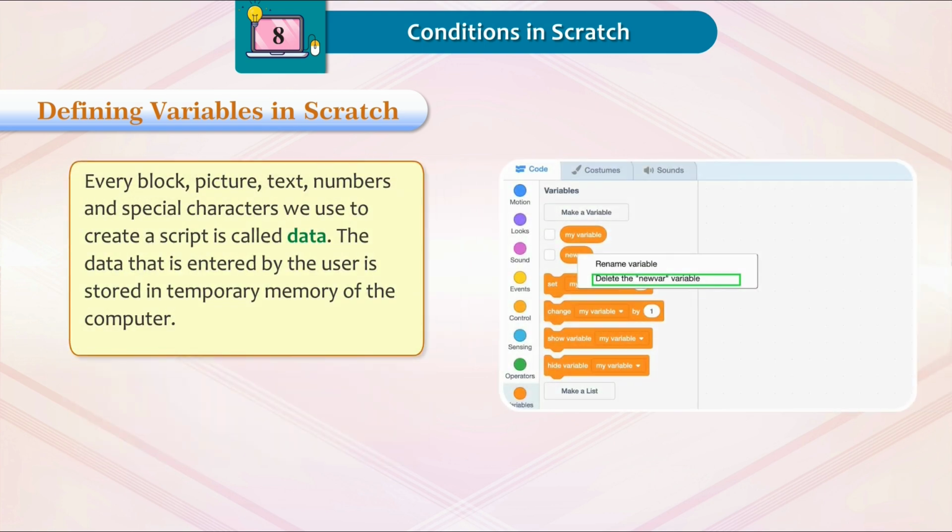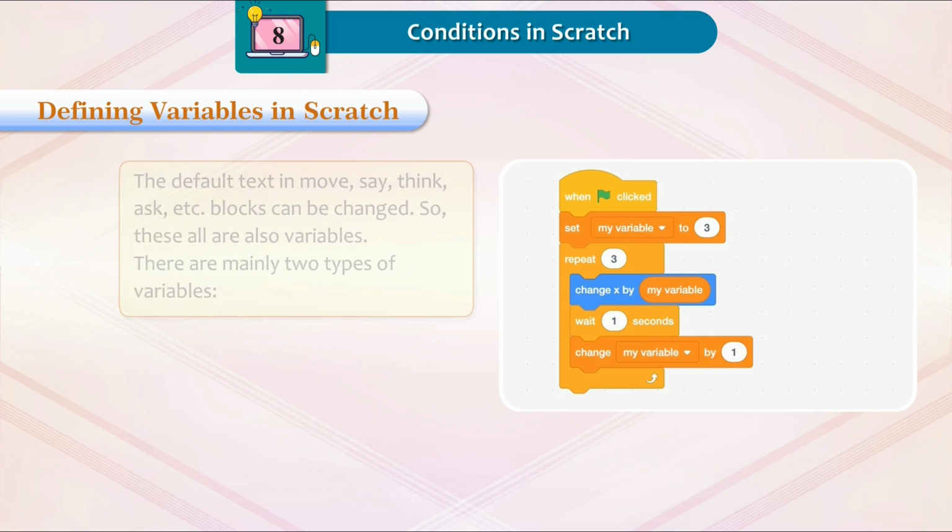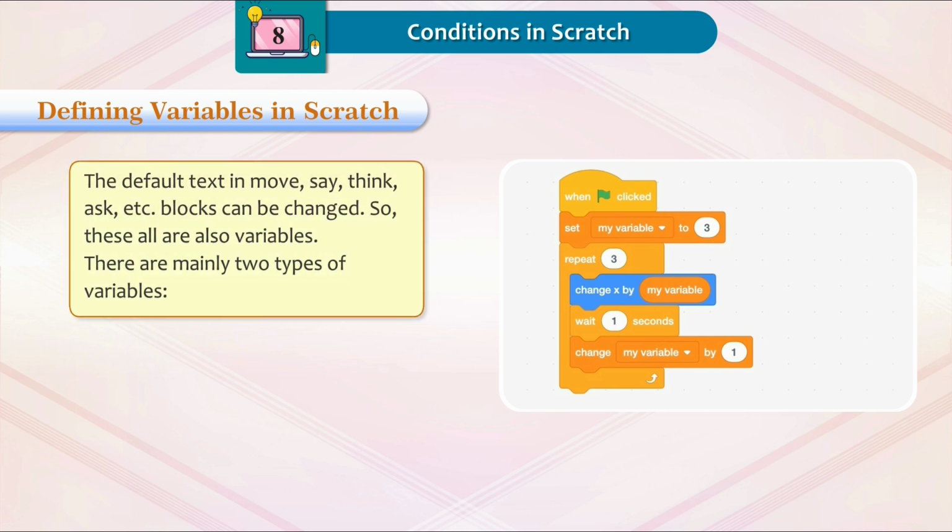Every block, picture, text, numbers, and special characters we use to create a script is called data. The data that is entered by the user is stored in the temporary memory of the computer. This temporary data is stored in variables. Variable means something that changes. The data entered by the user can be changed every time the script is run, so it is called a variable. The default text in Move, Say, Think, Ask, etc. blocks can be changed. So, these all are also variables.